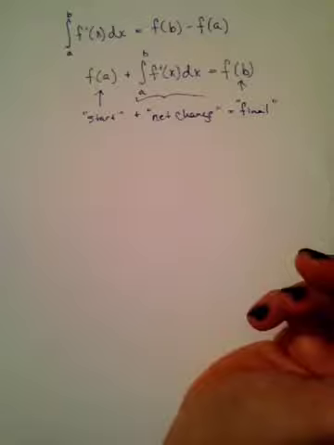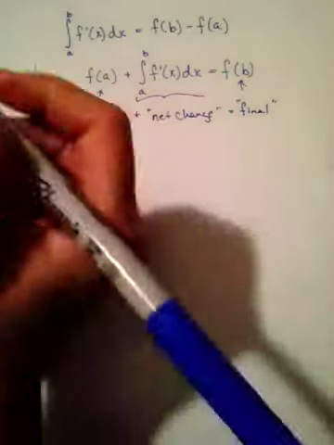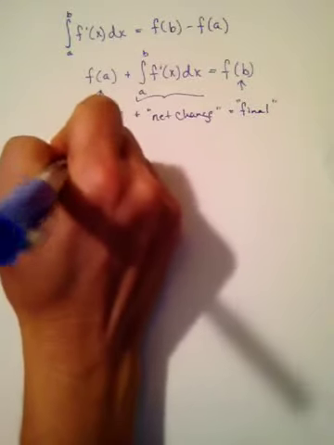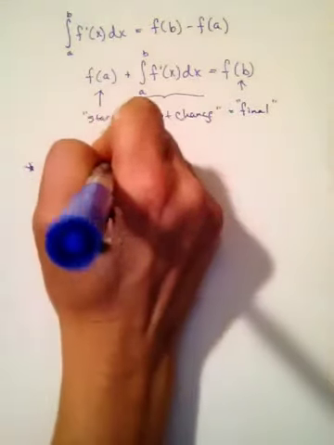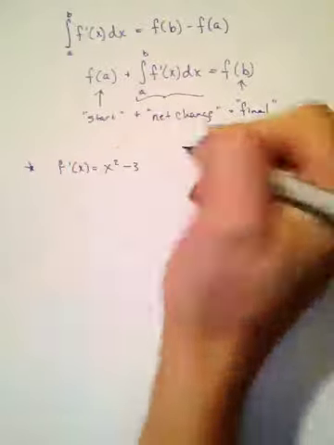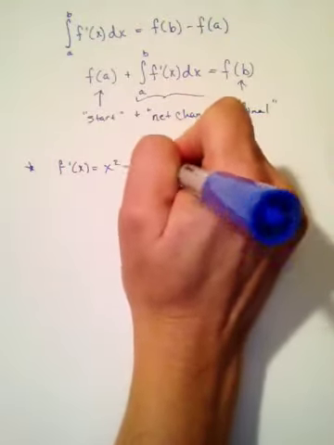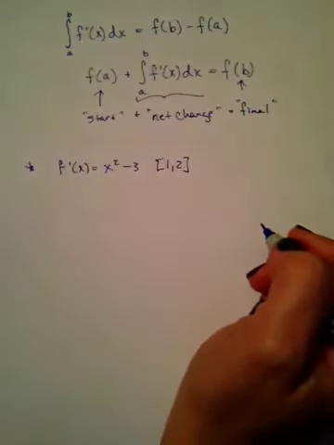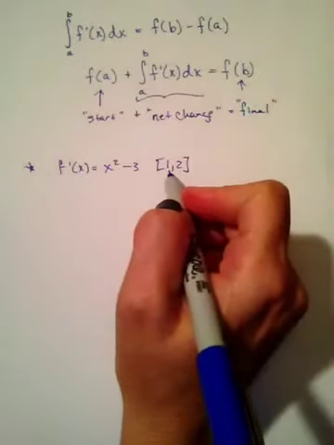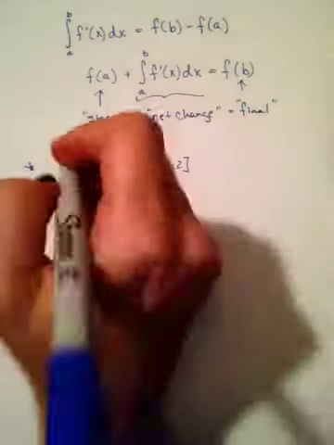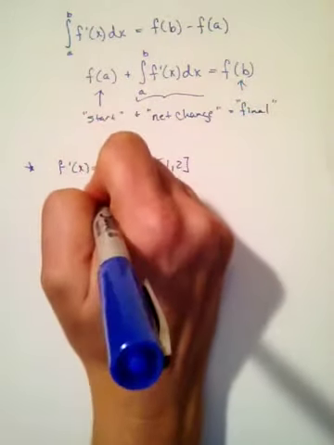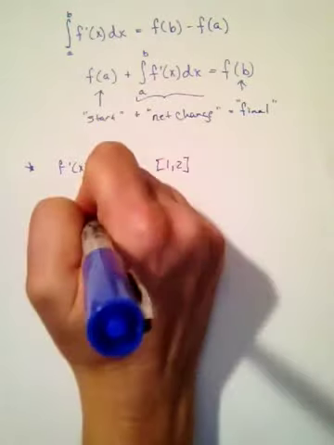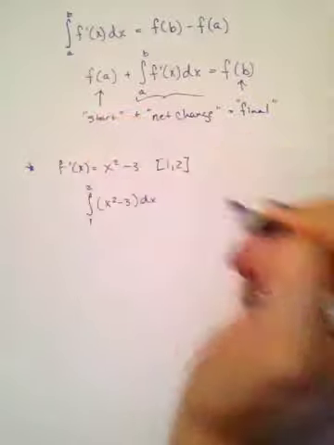So what we're going to do is integrate some functions, and we're going to do definite integrals. For this first one, we're going to say f prime of x equals x squared minus 3, on the interval from 1 to 2. We're going to find the integral of f prime of x on this interval and write down what it represents. So I am integrating x squared minus 3 with respect to x from x equals 1 to 2.